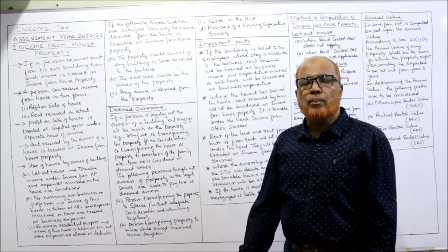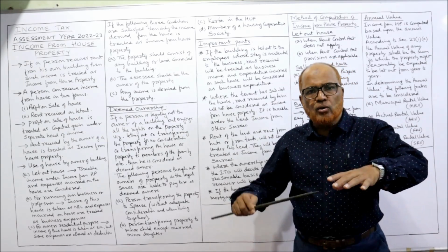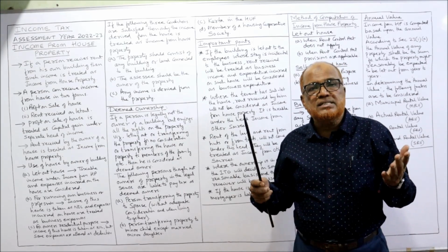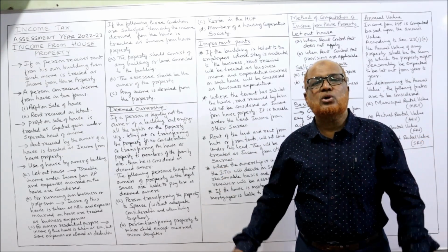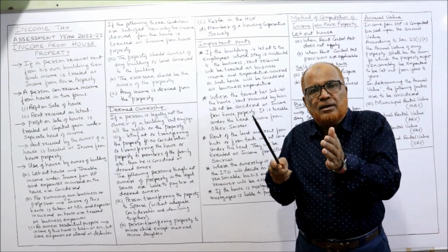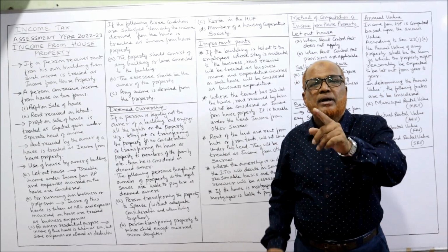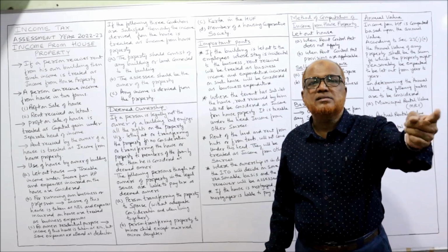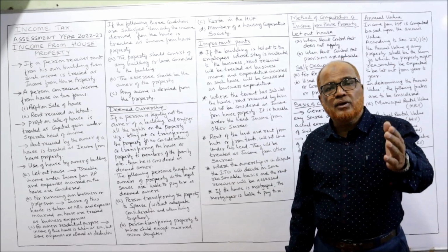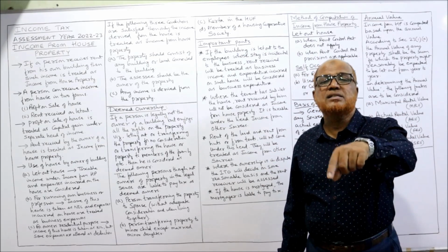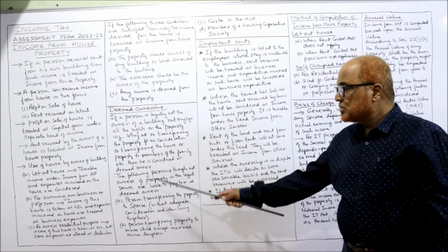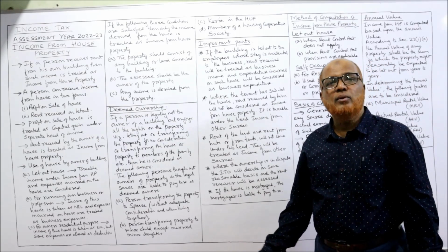Next, member of a housing cooperative society. If a housing cooperative society has allotted the house to a member, and the member still has not paid all the installments, the ownership is in the name of the housing society, but Income Tax Act will treat the member as a deemed owner. You are not the real owner. Real owner is the society, but because you have not paid all the installments, Income Tax Act will treat the member as a deemed owner and he is liable to pay the tax on the property. So these are the cases where we can say deemed ownership.